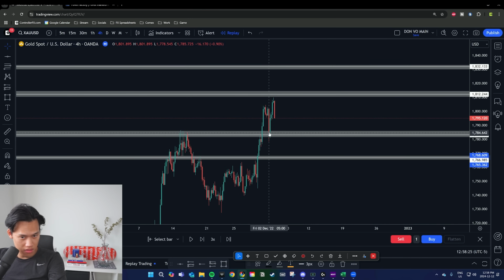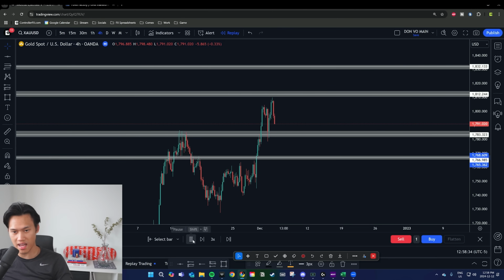Okay, so it didn't break below. Still in the range. You see how if it's in a range, it's in a range between this and this. You see how it came up, almost tapped it, came down, tapped this area, starting to react and reject. So you don't know what's going to happen yet.